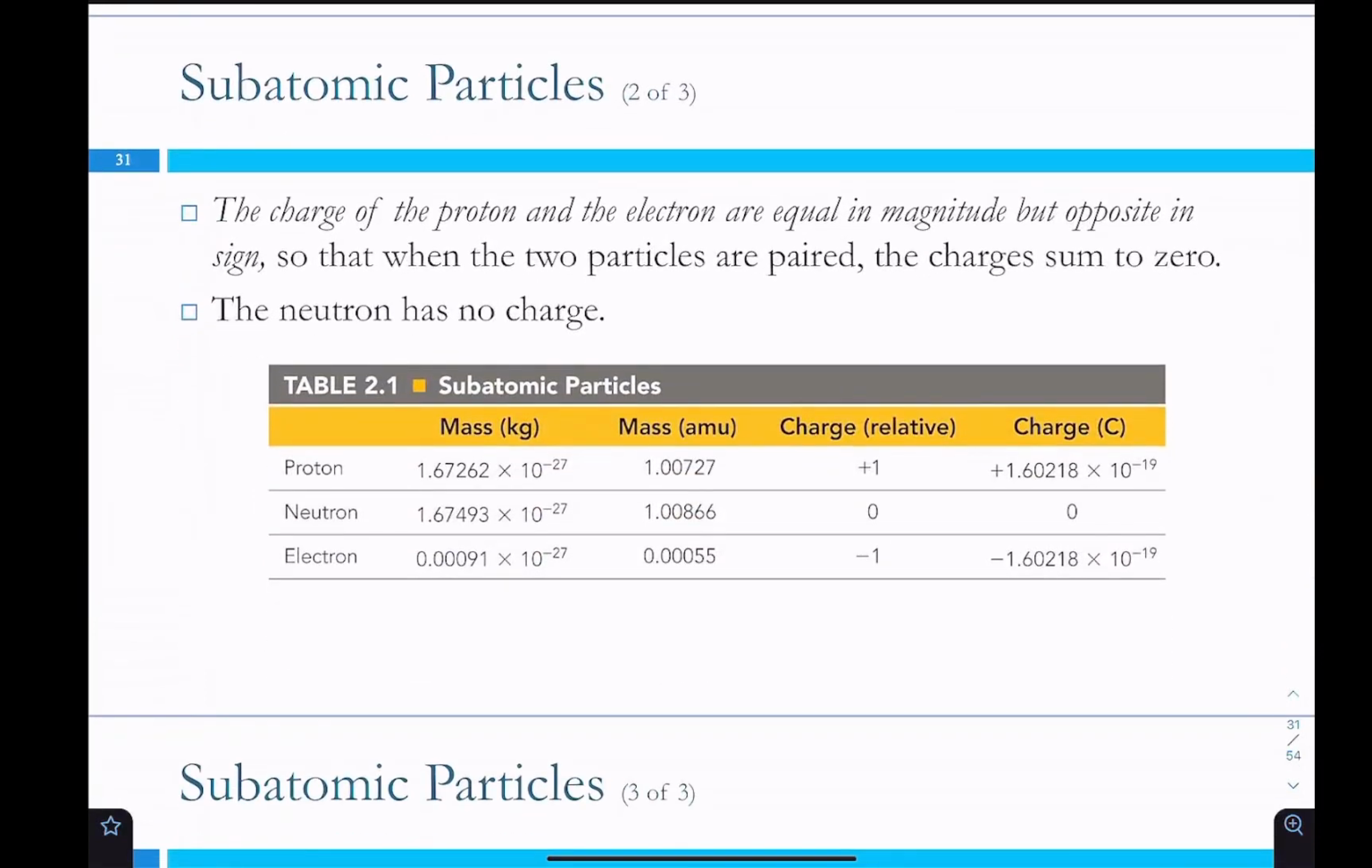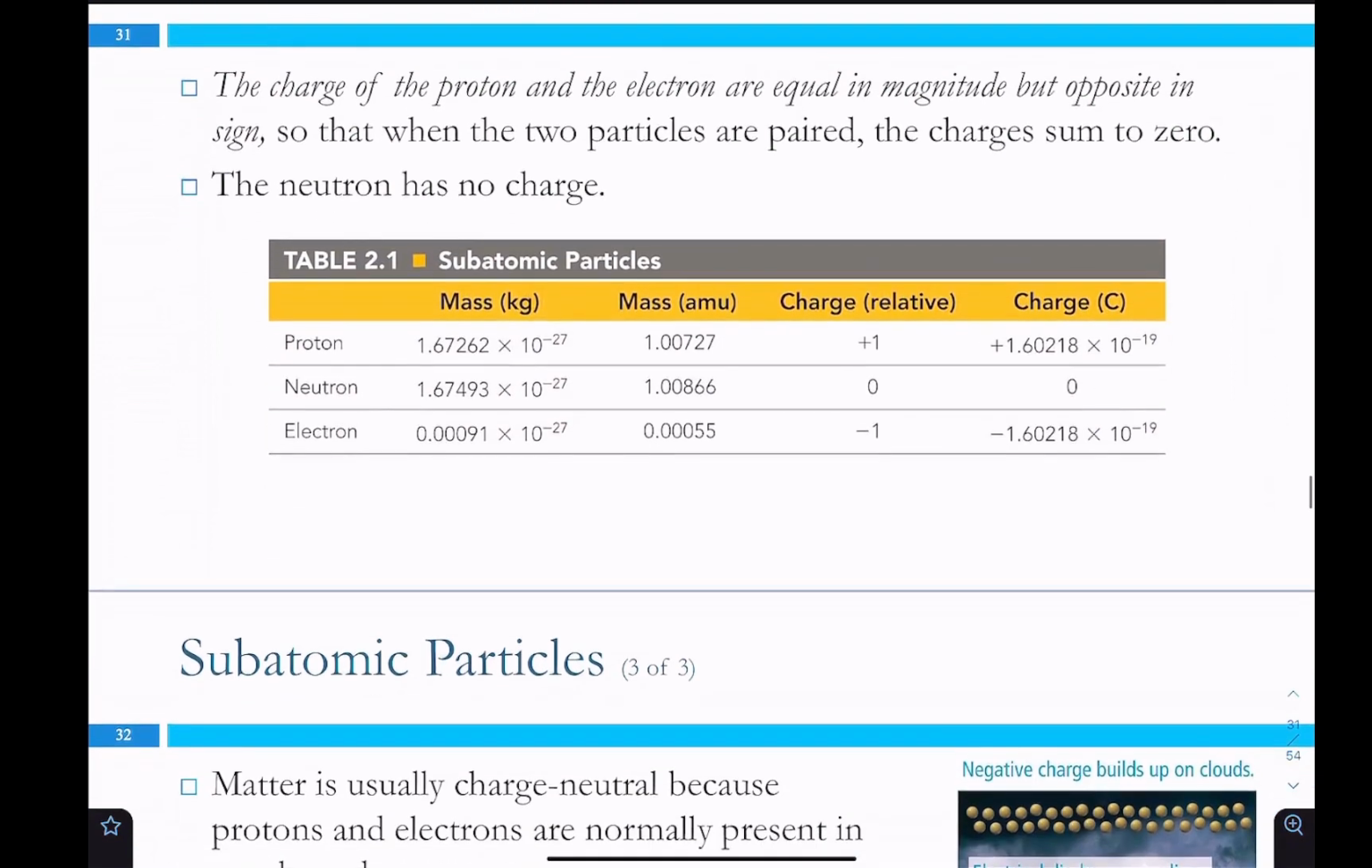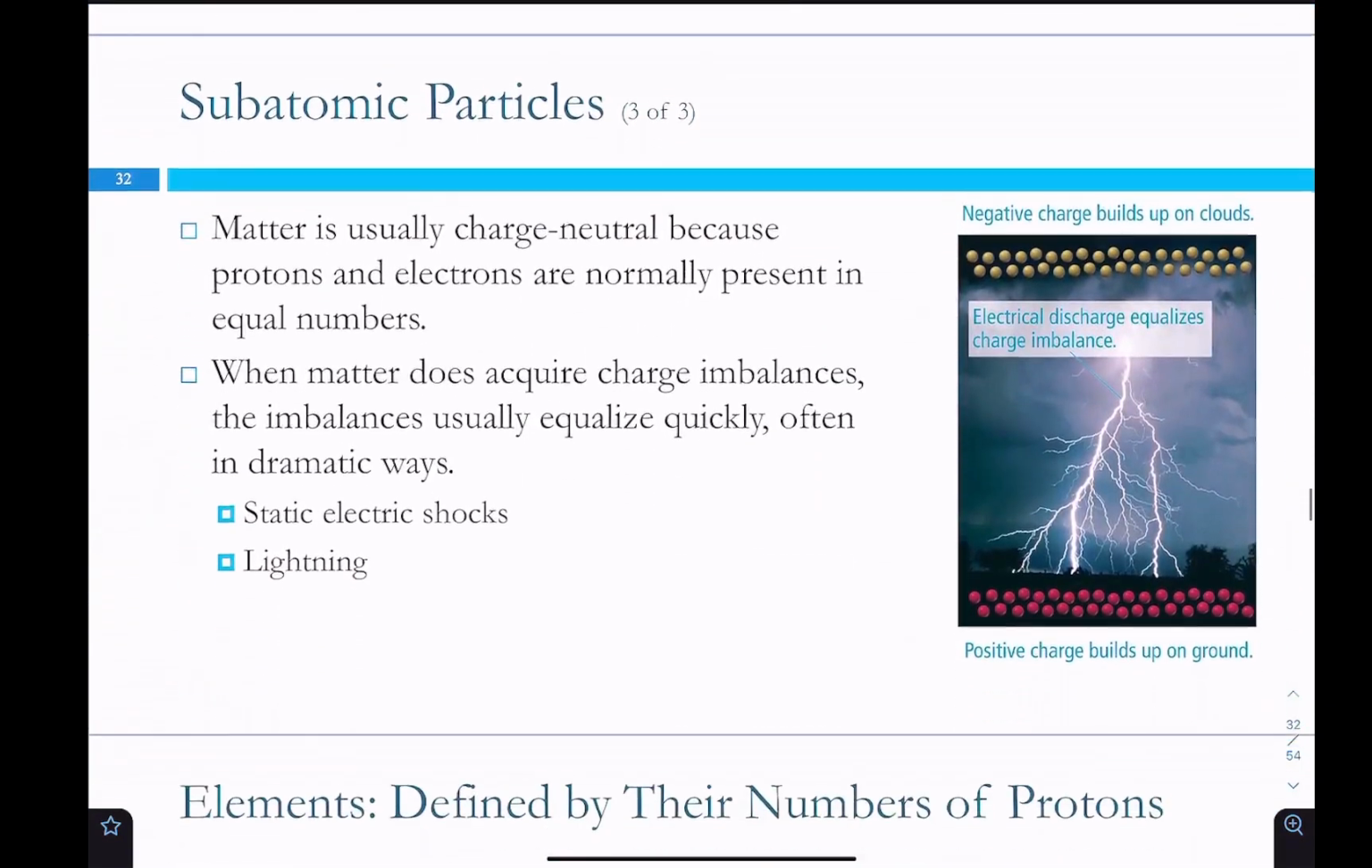The charges of the proton and the electron are equal in magnitude, but opposite in sign. Protons are positive, electrons are negative, opposite signs. So equal strength, kind of like equal strength magnets, except one magnet's a rice grain and the other magnet is a baseball. Neutrons are charge neutral.